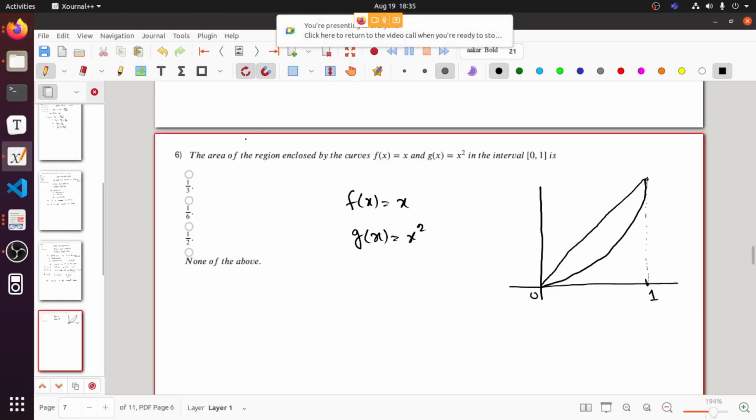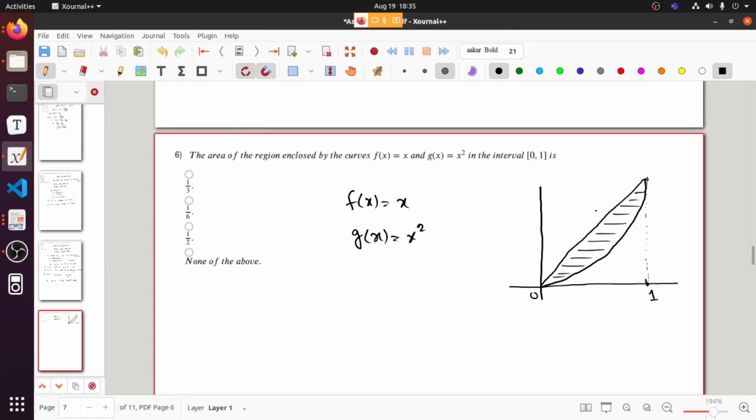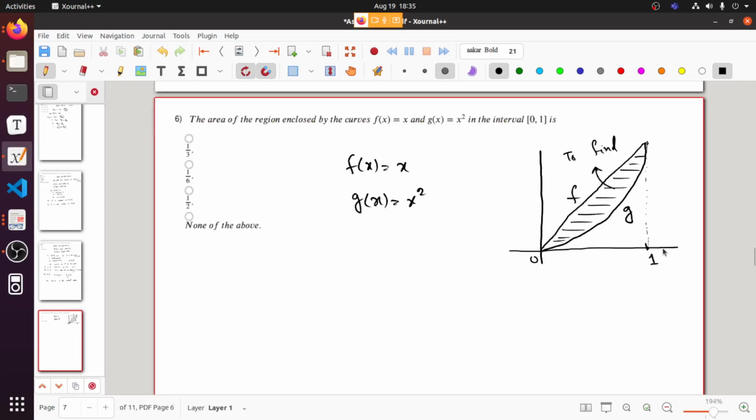So you have to find the area of the region enclosed by these two curves. Means you have to find this region. So this is F and this is G, right? So how to find this?